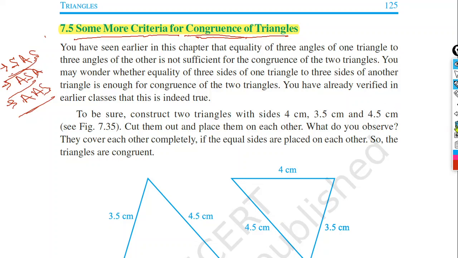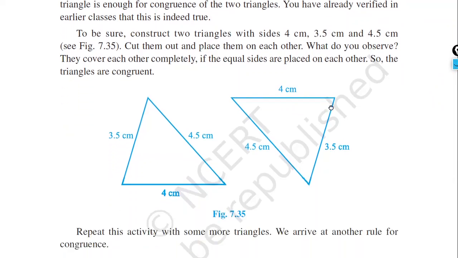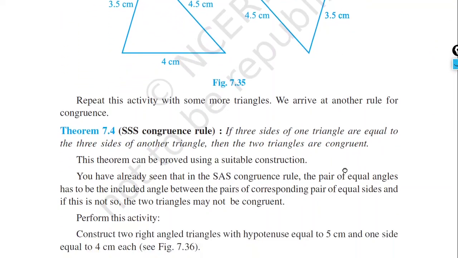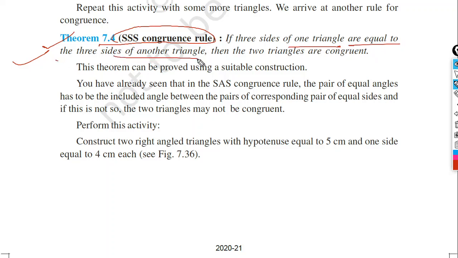Now we will discuss a new criterion that is not exactly new for you, because you discussed it in class 8 also. Now this one is your side congruency rule. So what is this congruency rule? If three sides of one triangle are equal to three sides of another triangle, then the two triangles are congruent.